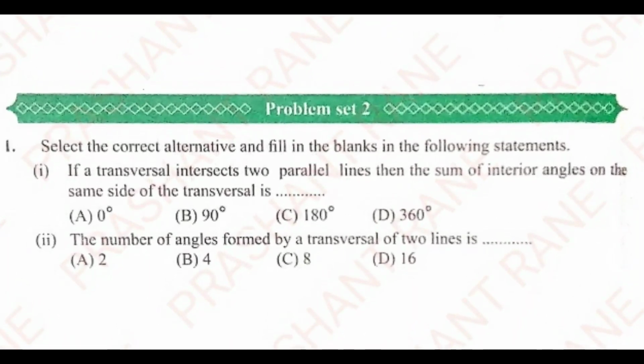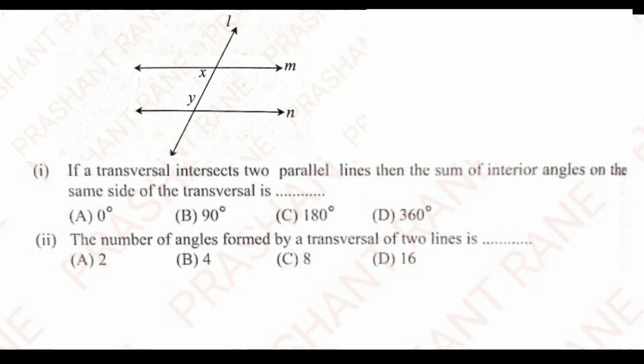Problem set 2. First one, select the correct alternative and fill in the blanks in the following statements. First one, if a transversal intersects two parallel lines, then the sum of interior angles on the same side of the transversal is dash. So here we know that if lines are parallel, interior angles are supplementary. In the figure, x and y are interior angles, they are supplementary, their sum is 180 degrees. Therefore, the option is option C, 180 degrees.